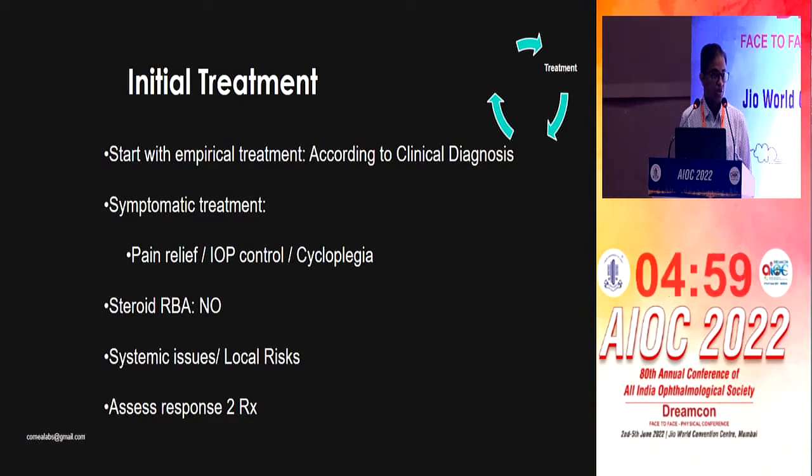You should also, importantly, look into the local risks like the entropion or the exposure, and probably systemic issues like if the patient has got rheumatoid arthritis or is on steroids for, say, some eczema or others. And you should also assess the response to treatment which was given before the patient reached you.